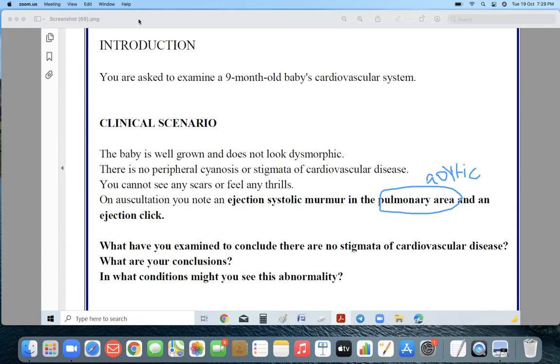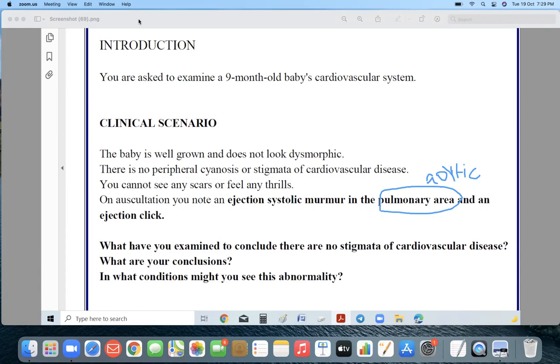What are the associations of aortic stenosis? Aortic stenosis may occur with some syndromes like Noonan syndrome, sorry, Turner syndrome, and Williams syndrome. They may be associated with coarctation of aorta, hypertrophic obstructive cardiomyopathy, and hypoplastic left heart syndrome. So these are the associations with aortic stenosis. Okay. How can you manage this case?